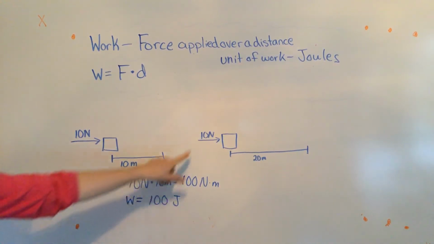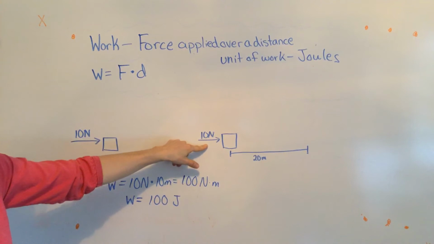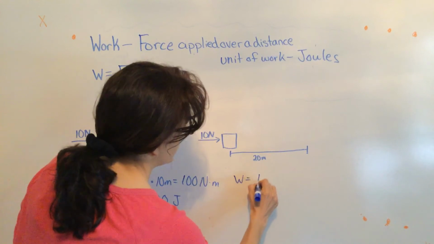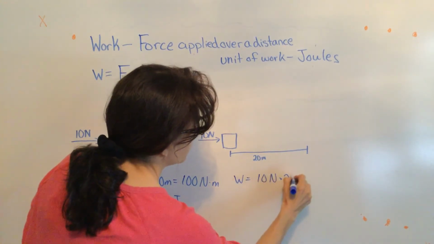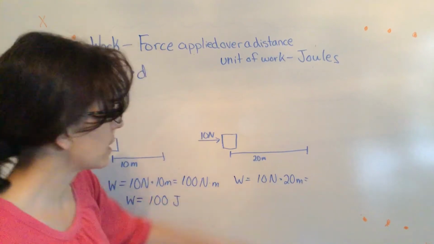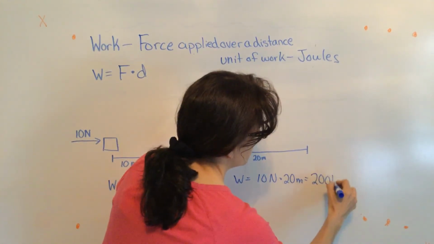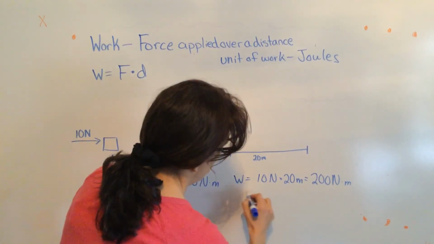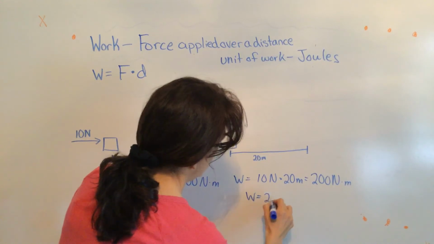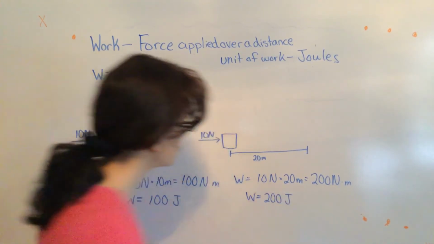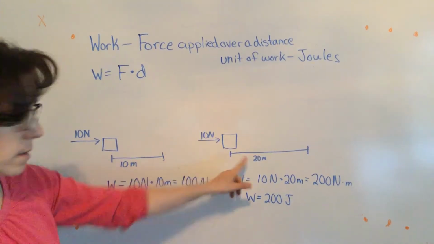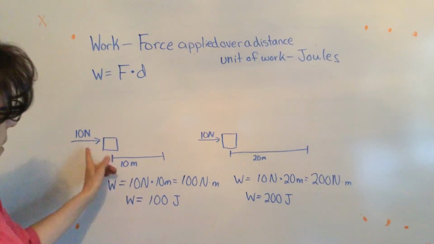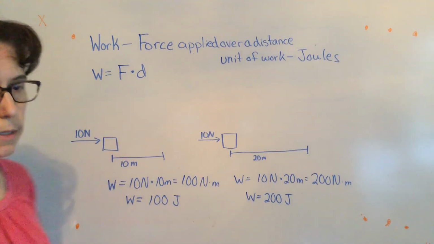Let's compare the work required with an applied force of 10 newtons moving an object 10 meters. And we're going to compare that to the force applied of 10 newtons to move the object 20 meters. So work equals 10 newtons times 20 meters. That's going to give us 200 Newton meters. We just derived a new unit. Work equals 200 joules. We applied it across twice the distance, so it's requiring twice the amount of work. Pretty simple. You're just multiplying the force times the distance.